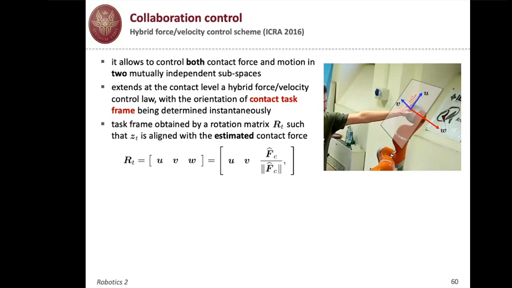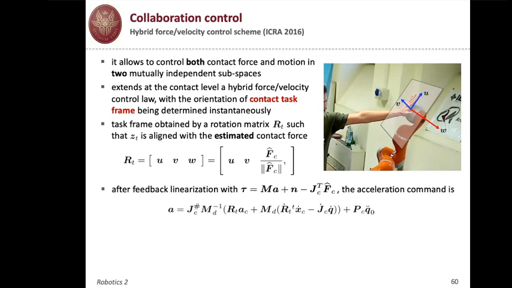So we can define really a task frame at this level, in which the z-axis will be aligned with the estimated force, and it's normalized by the norm because the z-axis is a unit vector. And then we can make some computation to generate also two other axes which are on the plane orthogonal to the contact force being applied.